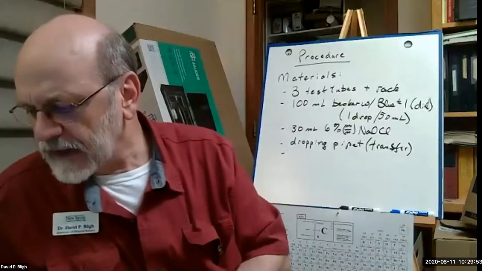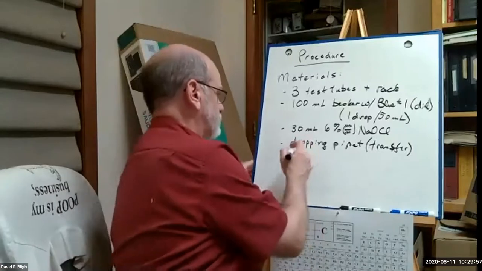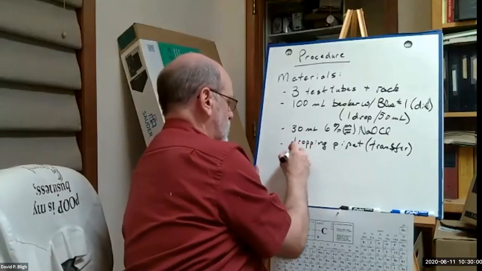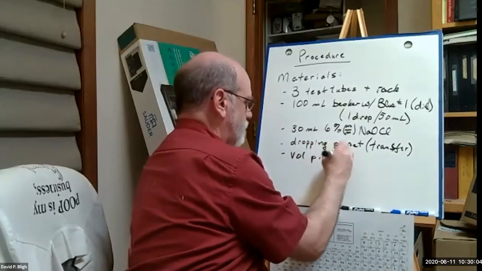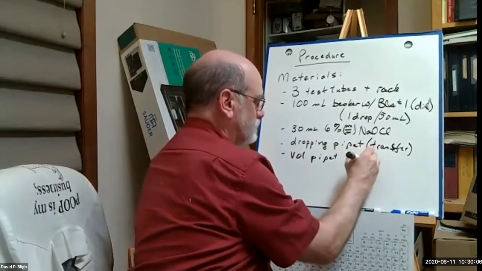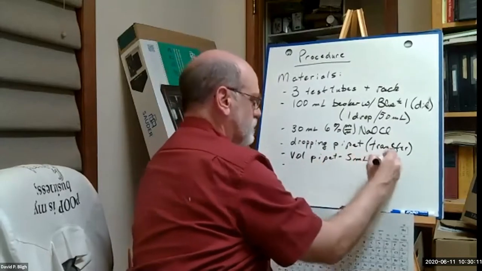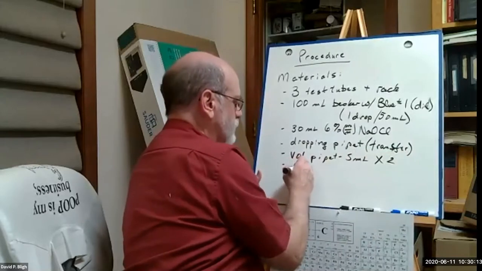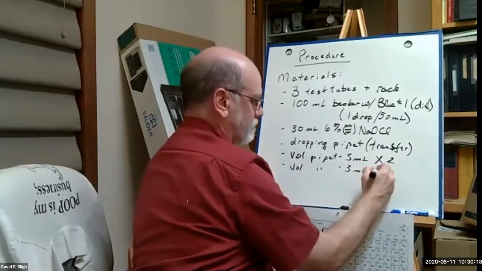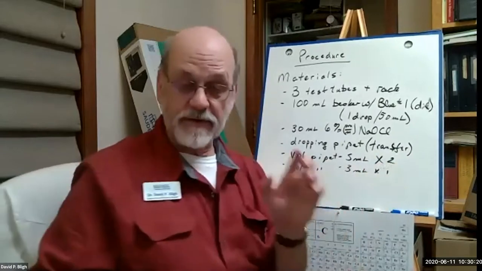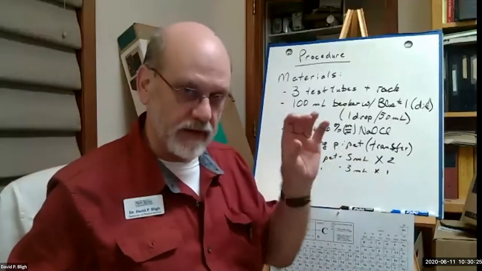Okay, you're also going to need 2 volumetric pipettes, 5 milliliter. You actually need 2 of those, and then you're also going to need a 3 mL one. Only one of those, right? Because I said your cuvette can only hold 3 mils, so you need one that you can accurately measure 3 milliliters with.